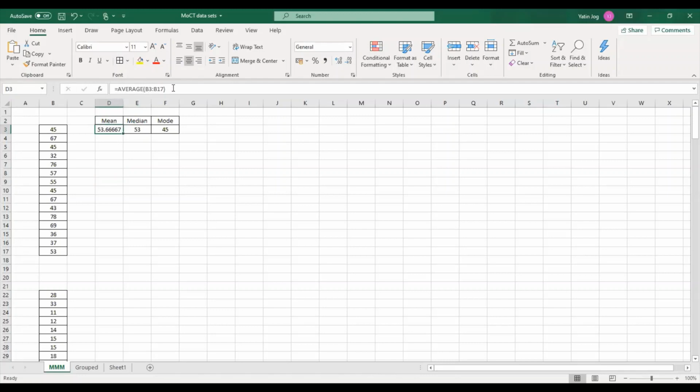So this is the formula for mean. AVERAGE is the function name. Into bracket, you have to give the data set. MEDIAN is the function name. Into bracket, you have to give the data set. And MODE is the function name, and into bracket, you have to give the data set. So this is how you can calculate mean, median, mode. This is the first method.